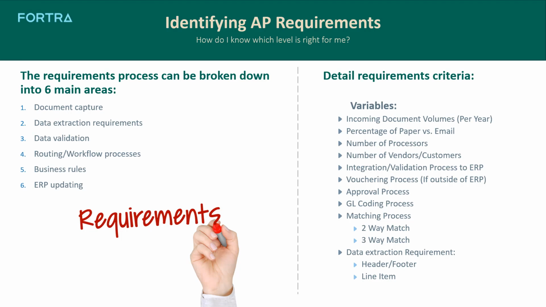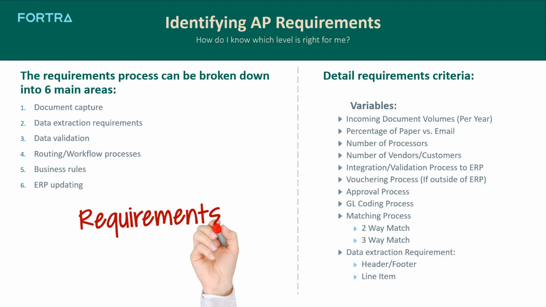Look at the document capture process, right? Data extraction requirements, data validation requirements. So that would be around the data validation and the two and three-way matching processes, routing and workflow processes and business rules. And then that key piece is the ERP updating. How is that going to happen, or what are the current capabilities? Do we have to build something? Is there another way that we can accomplish that task?